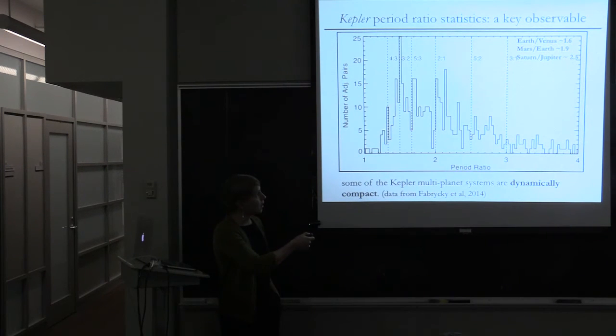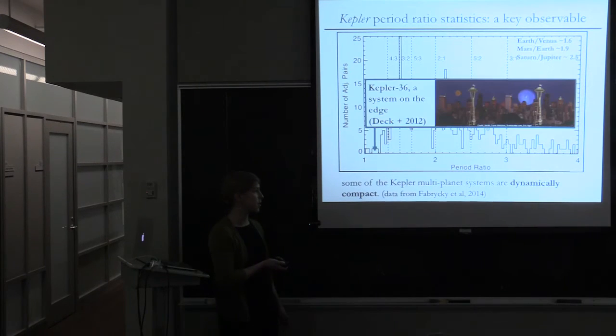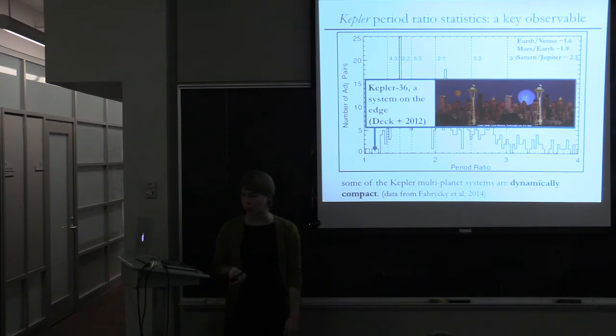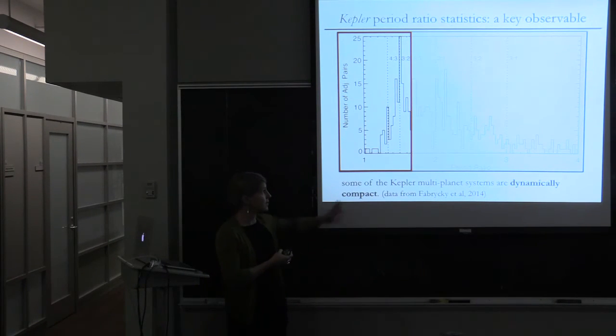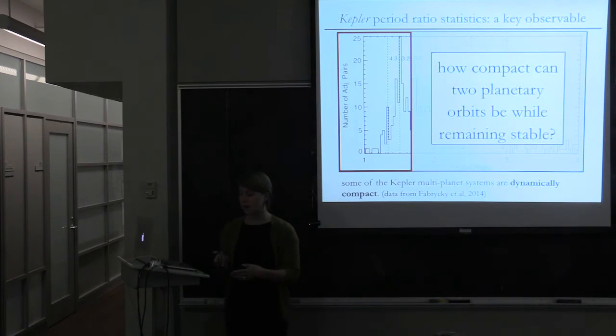For reference, Earth and Venus and basically the terrestrial planets in the solar system have period ratios sort of in this range. The gas giants are out here. And some of these multi-planet systems are dynamically compact, including Kepler-36, which I mentioned earlier, with these very, very compact orbits. So more compact orbits are going to be less stable for the same mass and eccentricities. And so it is this region that we want to understand to really try and understand instability for these systems. So the actual research question that I tried to answer is how compact you can have two planetary orbits be while remaining stable.